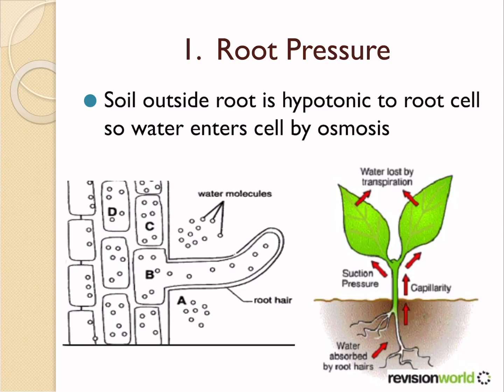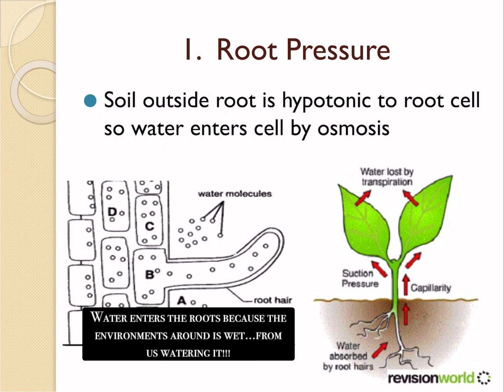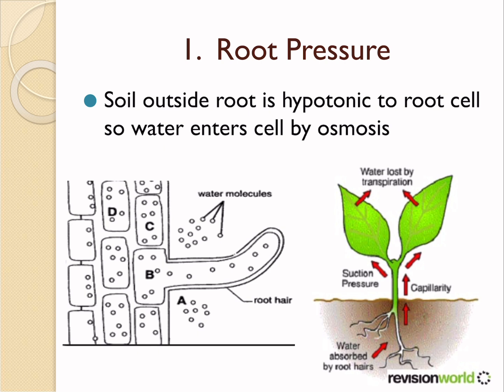So when we use terms like root pressure, we're talking about how the soil outside the root is hypotonic to the root cell. So water will enter the roots by osmosis. And hypotonic, right? If we say that the soil outside the root is hypotonic, we mean that it has less concentration of solute than the roots inside the cell.